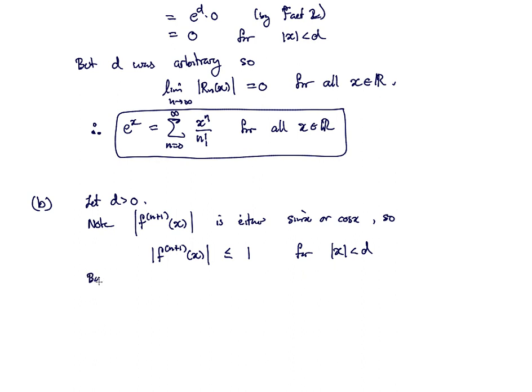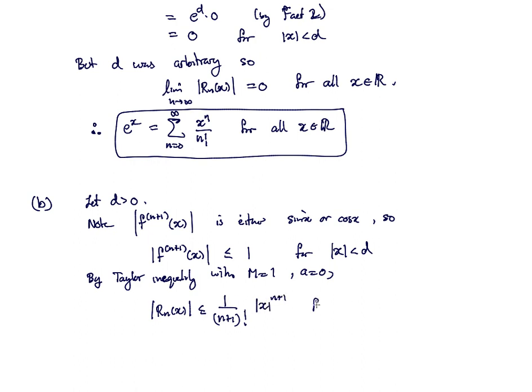So by Taylor's inequality, since we bounded the n plus first derivative, with, in this case, M equal to 1, a equal to 0, the magnitude of Rn of x is smaller than 1 over n plus 1 factorial, there's the M value being 1 on top, times the magnitude of x to the n plus 1. This is true for x smaller than d in magnitude.